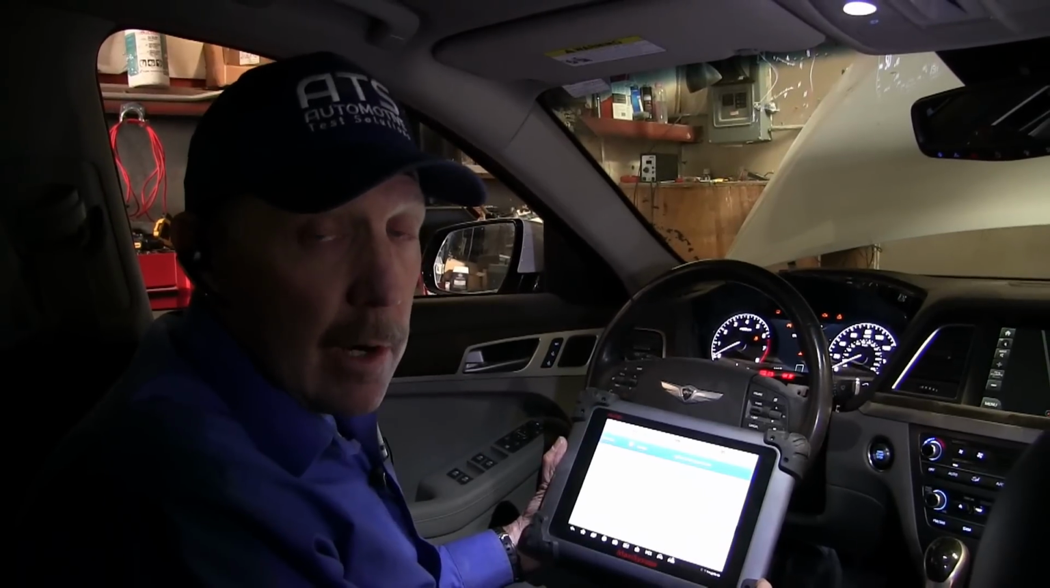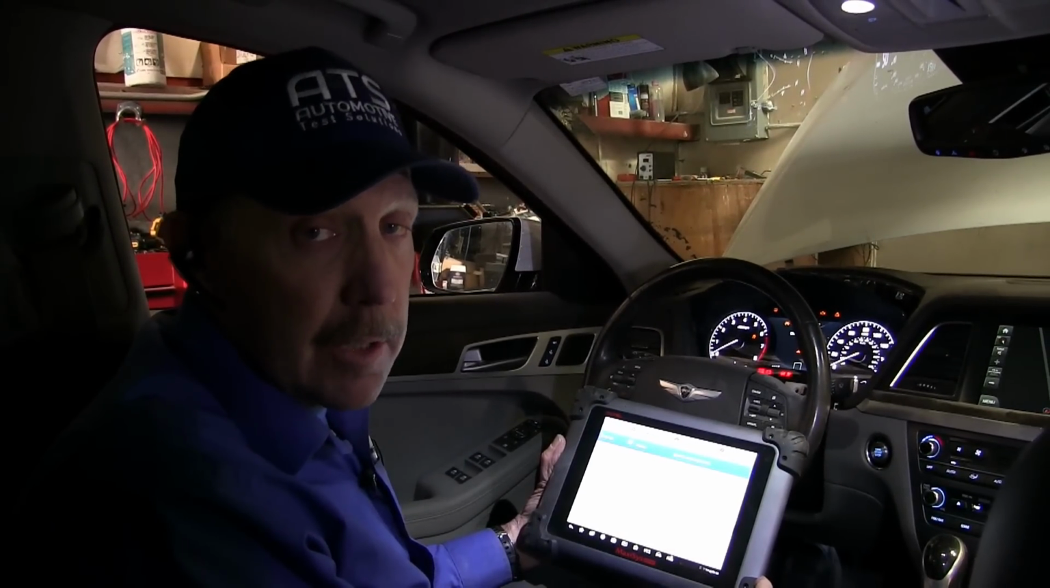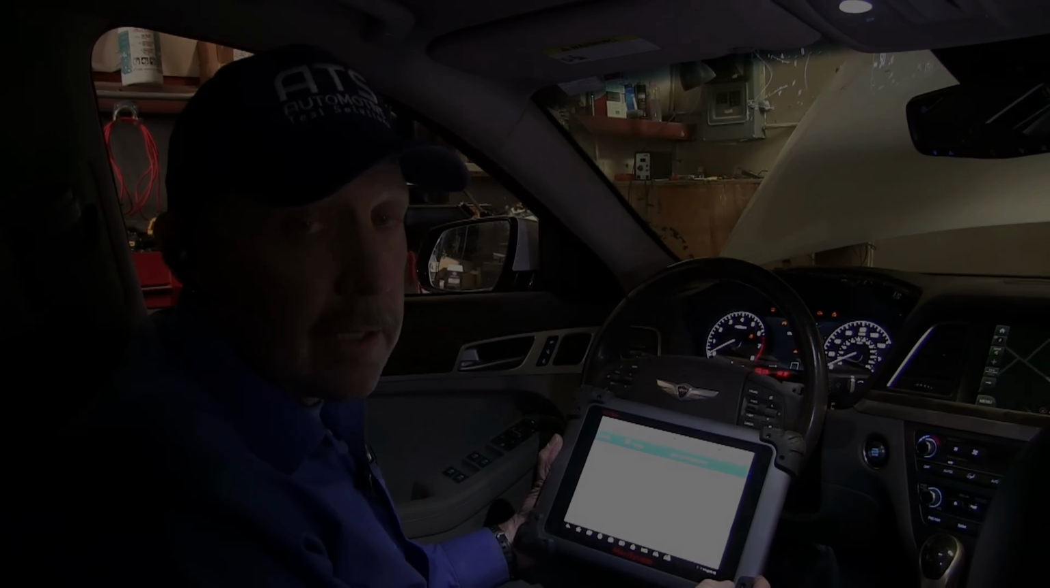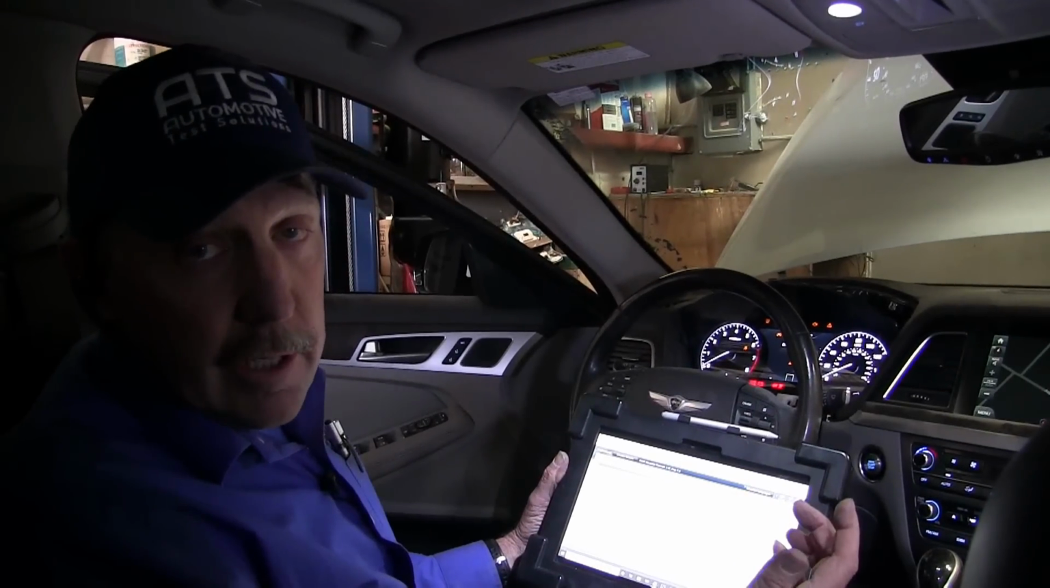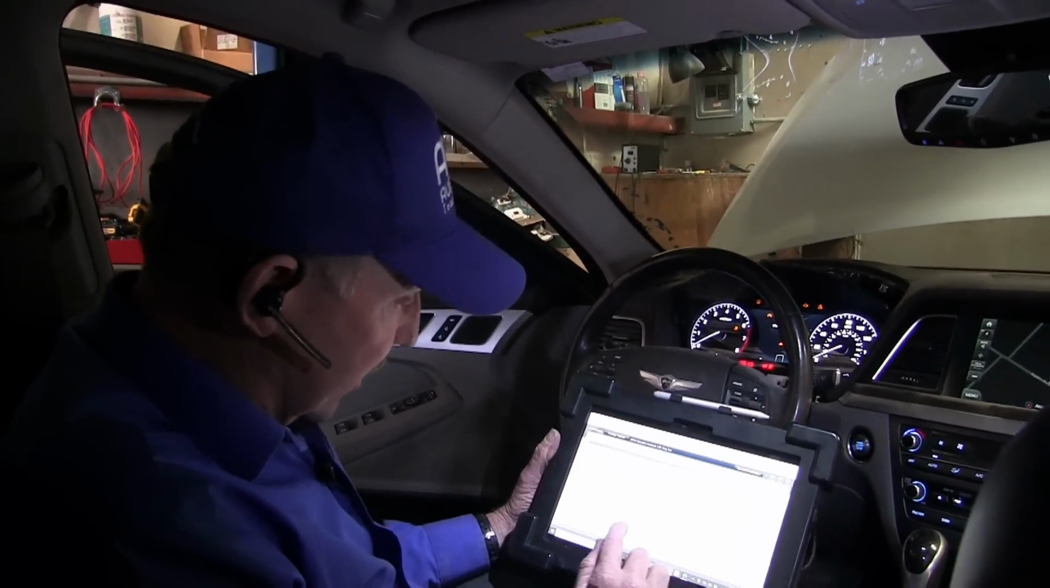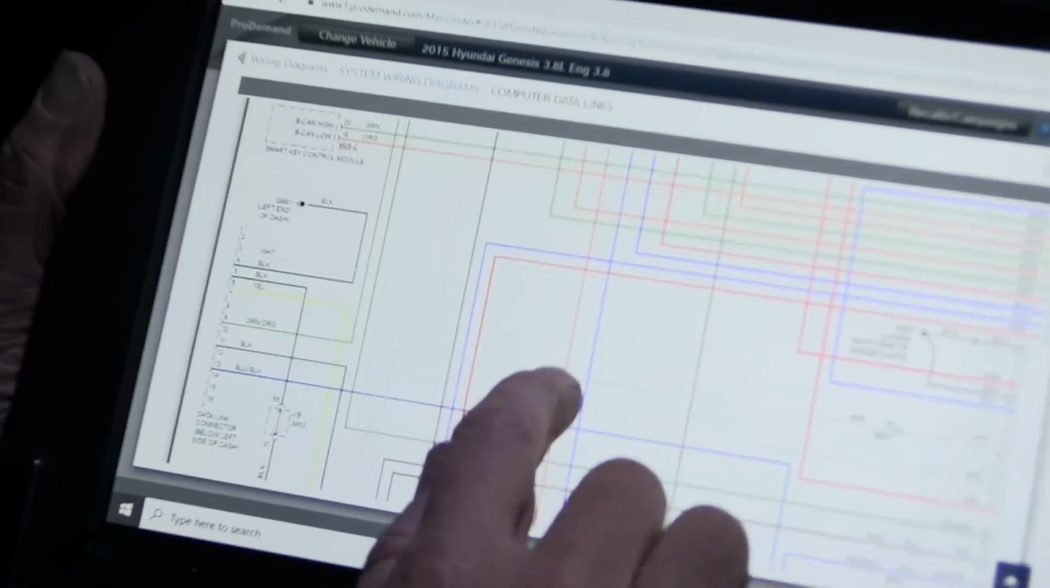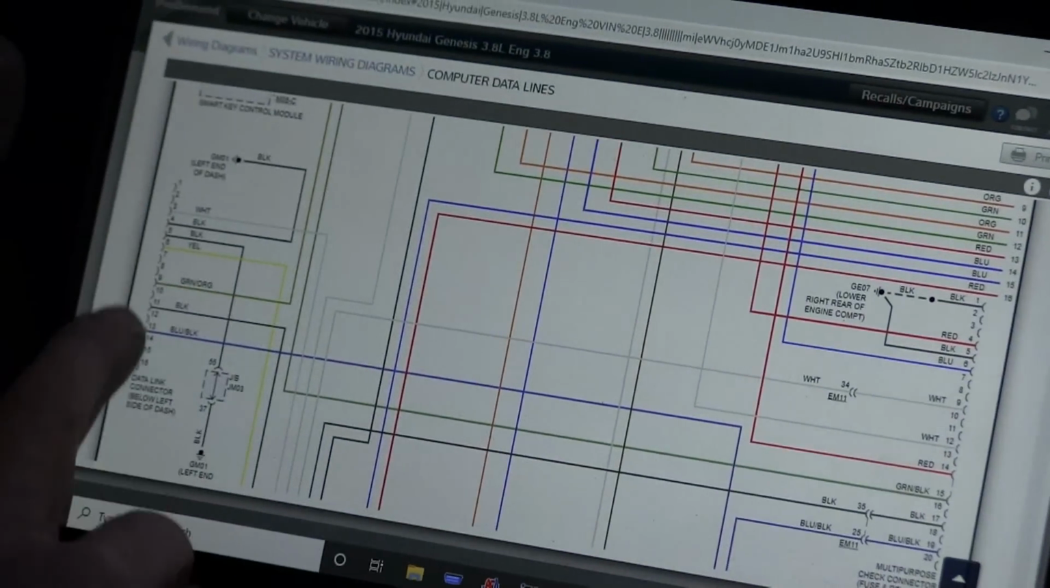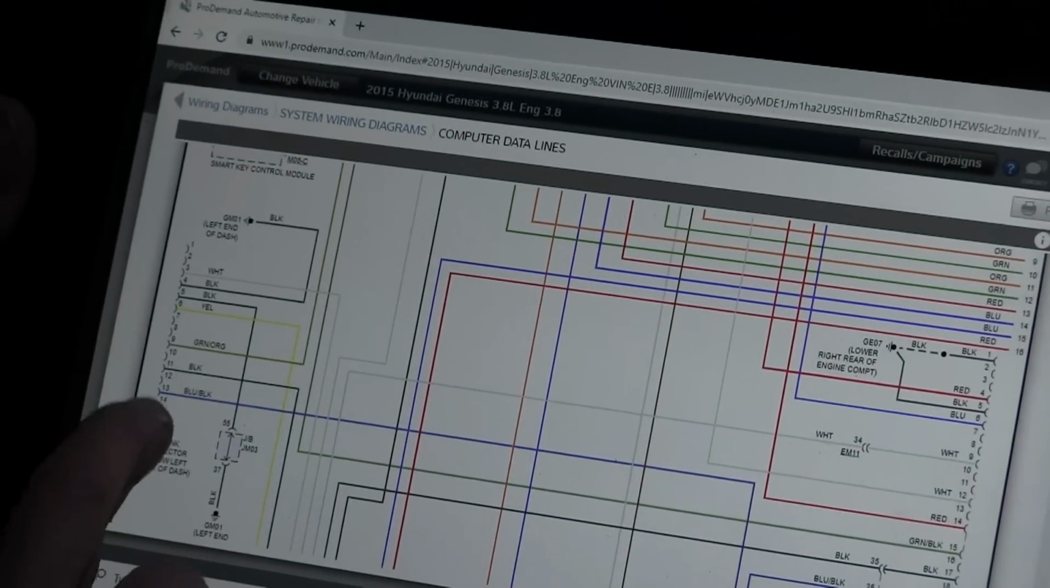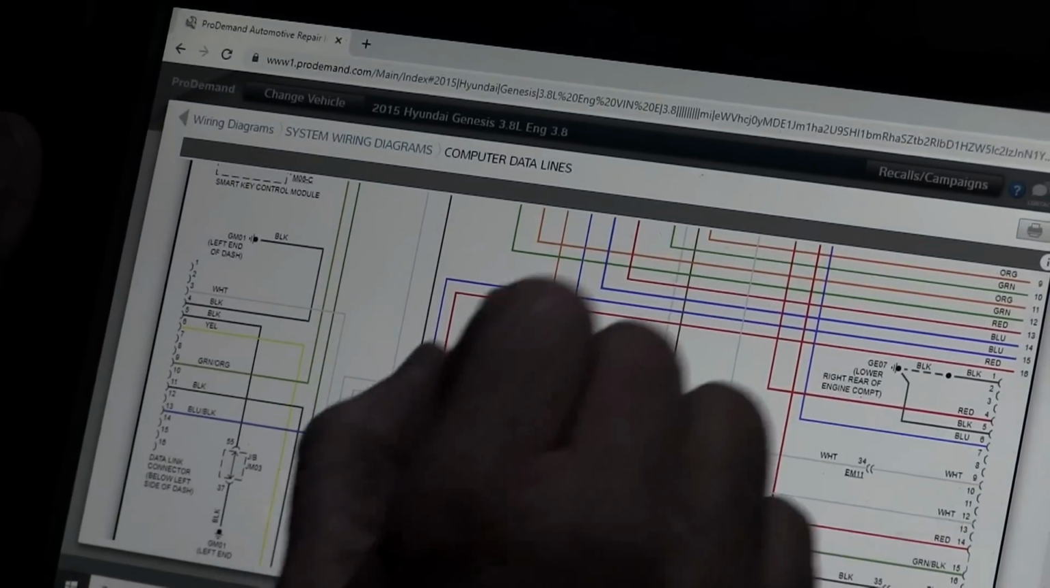So let's go ahead and get the wiring diagram and take a look at how the topology of this vehicle is operating. I have the wiring diagram up for this Genesis. Now the first thing I always like to do is find the DLC, the 16-pin pinout that goes into the computer. Now we know we're looking for a CAN C or a high-speed CAN bus.